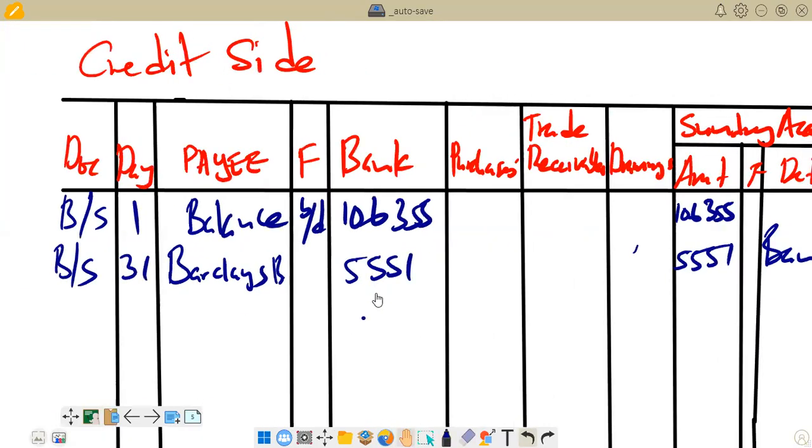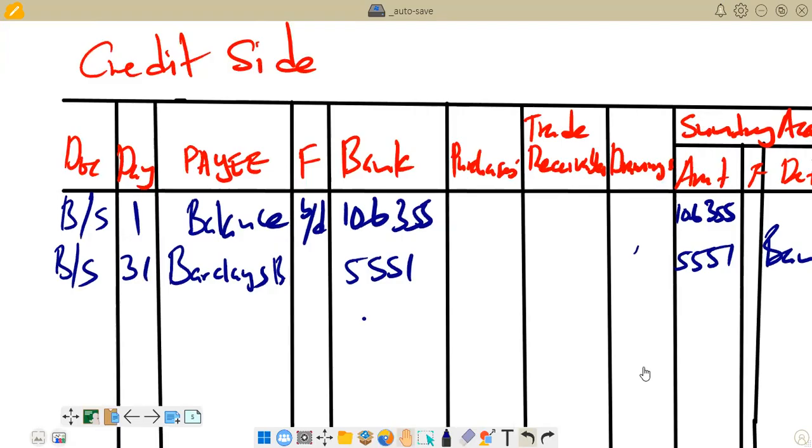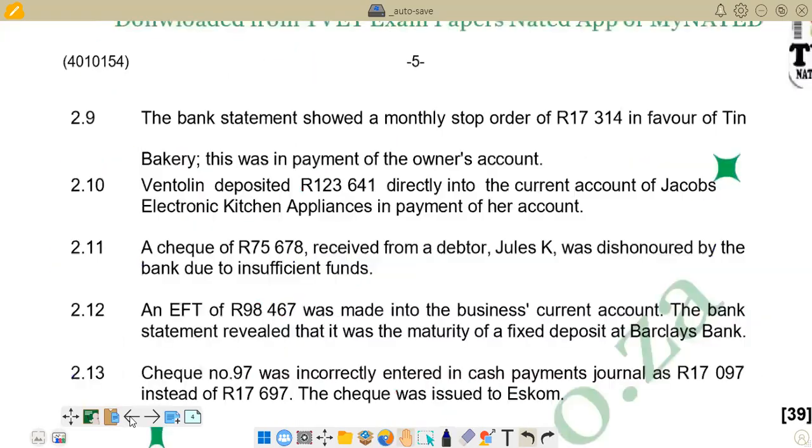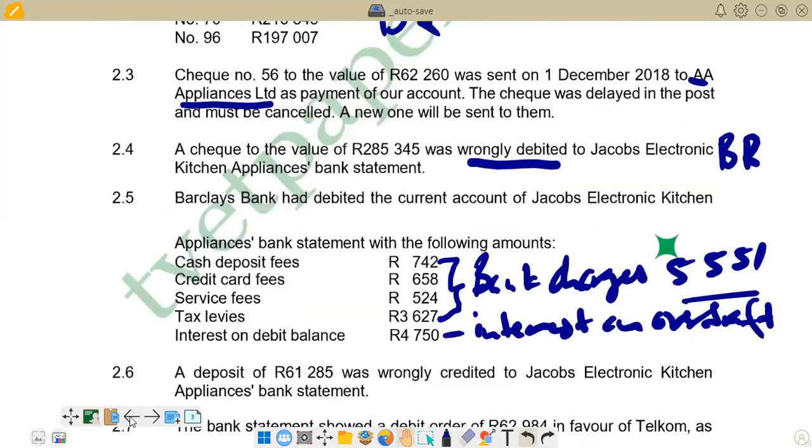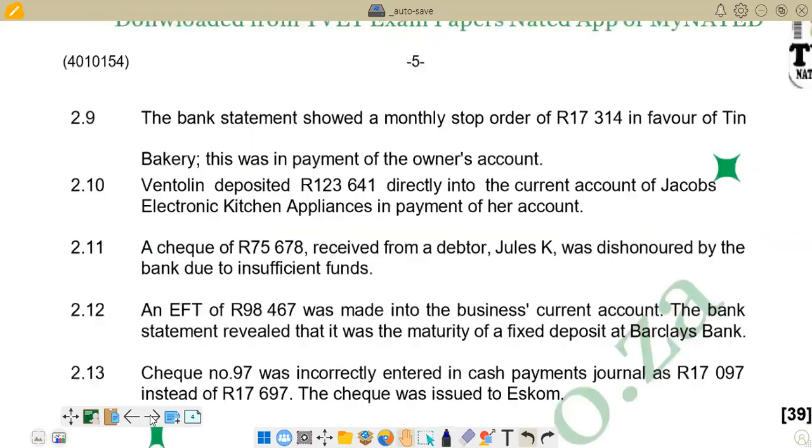We also have bank interest on overdraft that we have there. Remember, the last item was interest on overdraft. We can just go there and check the actual figure that we have. Interest on debit balance. This is the interest on overdraft, 4,750. So we are going to put it again. This one.